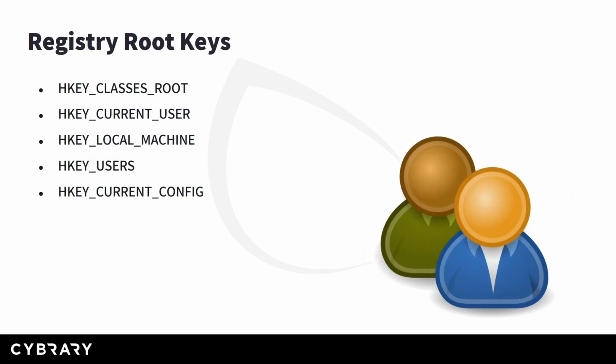A quick examination of the registry within regedit shows that the database is built on 5 top-level keys: HKeyClassesRoot, HKeyCurrentUser, HKeyLocalMachine, HKeyUsers, and HKeyCurrentConfig.